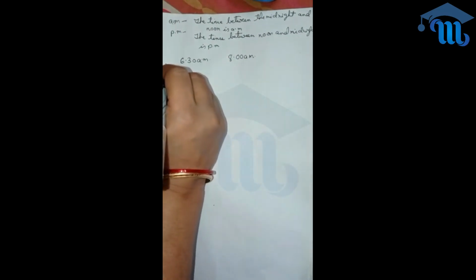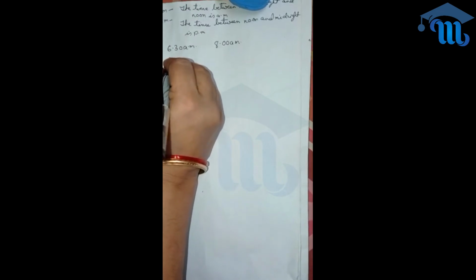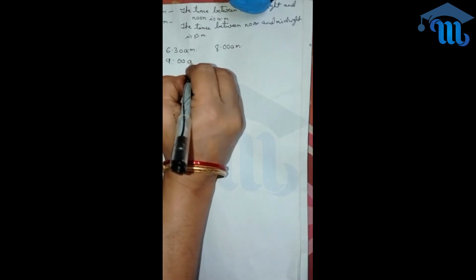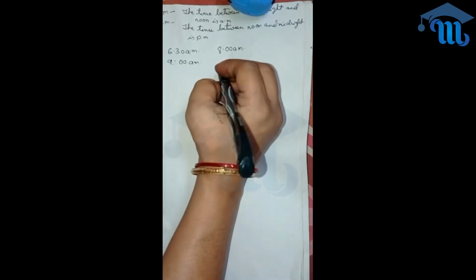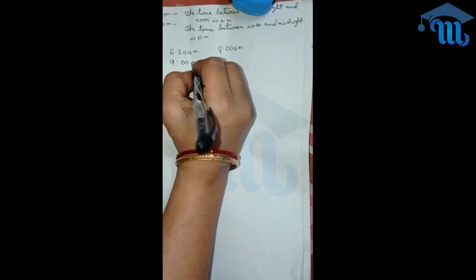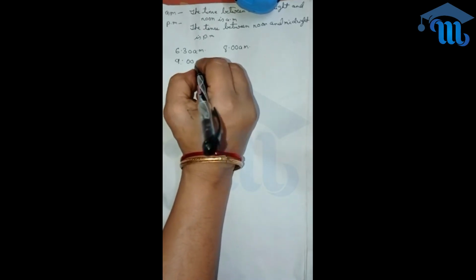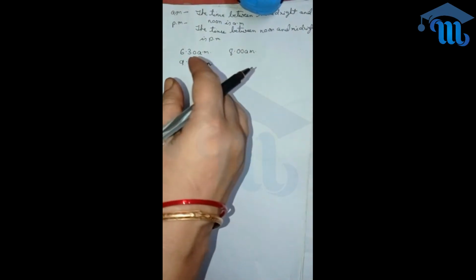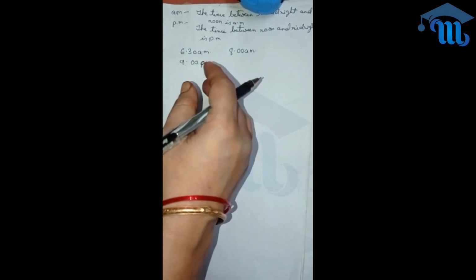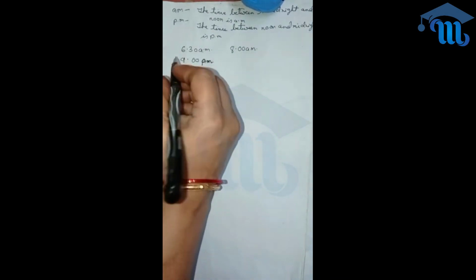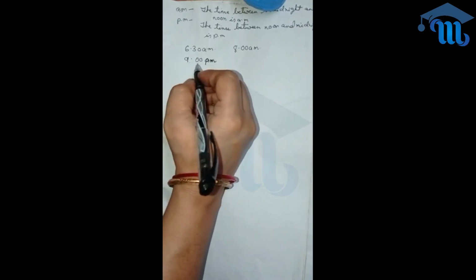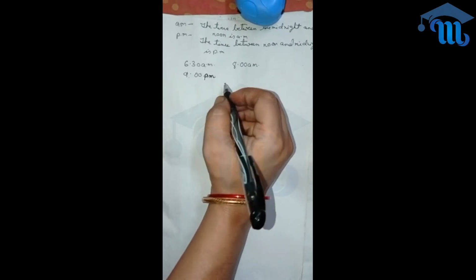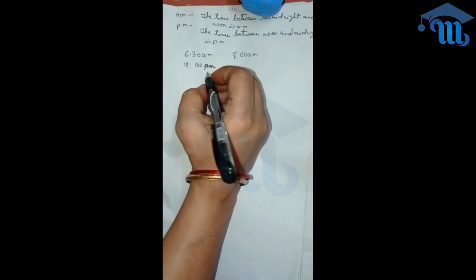Again, you have your dinner at 9 o'clock. So it will be AM or PM? It will be PM. When you have your dinner, it's night. It's after 12 noon, and it's before midnight. Suppose you are having your dinner at 9 o'clock. So it will be PM, because it is after midday and before midnight.